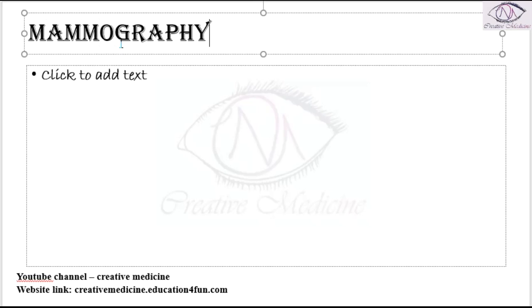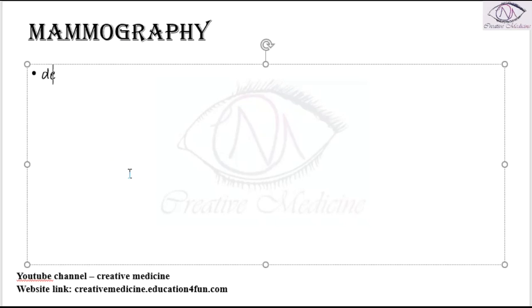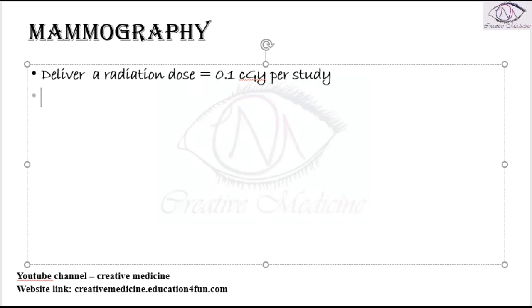Mammography. Mammography actually delivers radiation. It delivers a radiation dose of more than a chest X-ray. So it delivers a radiation dose of 0.1 cGy per study, whereas a chest X-ray will only deliver 25% of this dose.